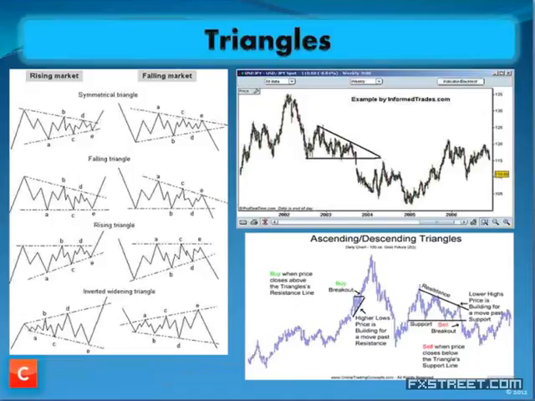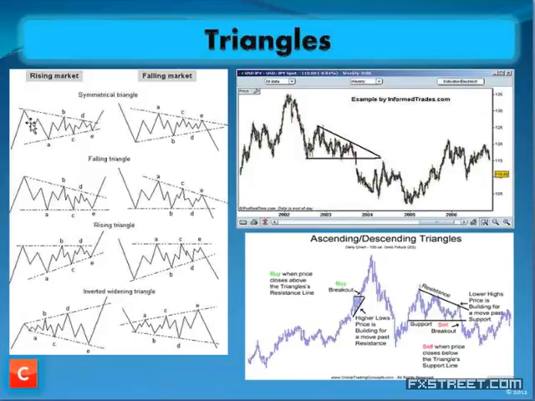We're not bothered about inverted widening triangles because they just look a mess on the chart, and I have never found one that actually works. A rising triangle, yes. A falling triangle, yes. Symmetrical triangle, yes. But the other one, not so much. But your measurement is the same.